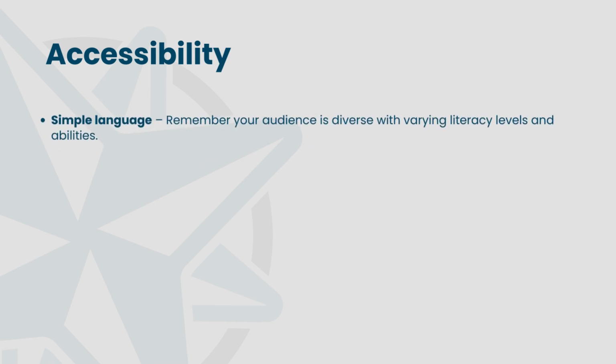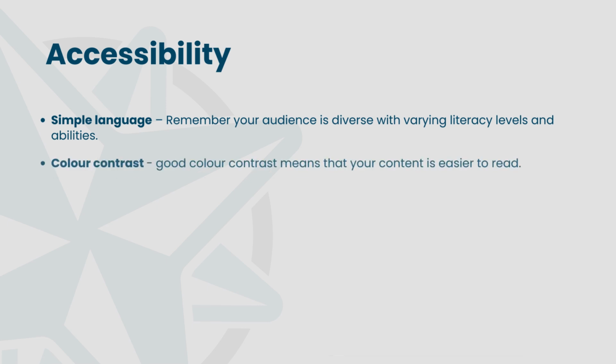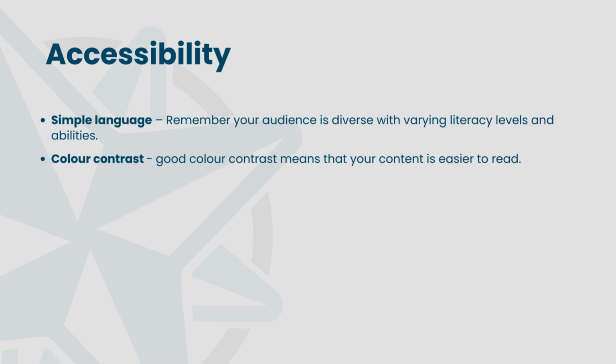Simple language. Bear in mind that audiences have varying literacy levels and abilities. So try not to use overly technical language or acronyms that aren't widely understood. Use colour contrast to ensure that your visuals are as easy to read as possible. You want people to be able to see your content, no matter the device they're using or the quality of the lighting in their surroundings.